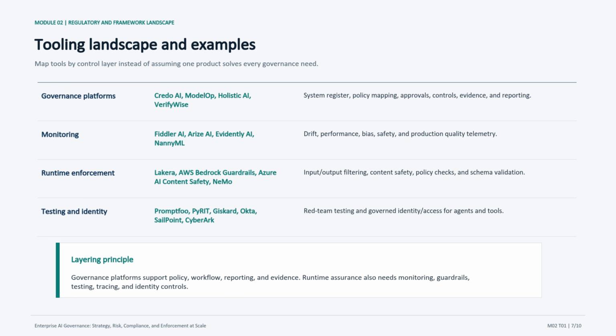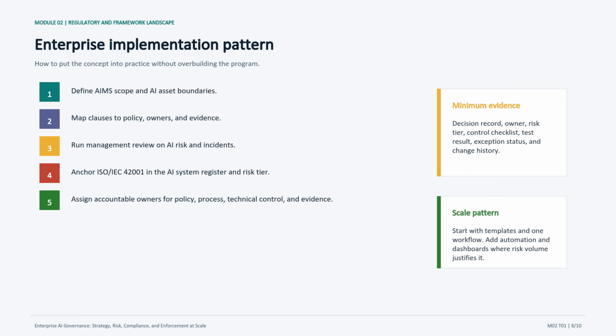With the tool landscape in view, the next question is implementation. What do we actually do first? And how do we avoid overbuilding? This slide is the move from design to execution. I would present these steps as a practical starting pattern for teams that need to make ISO/IEC 42001 work without waiting for a perfect enterprise program.